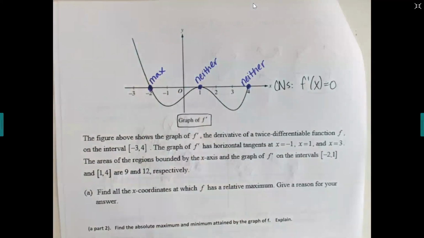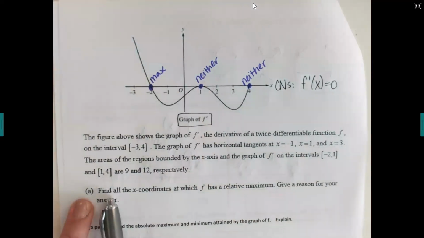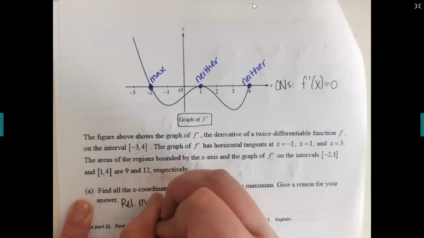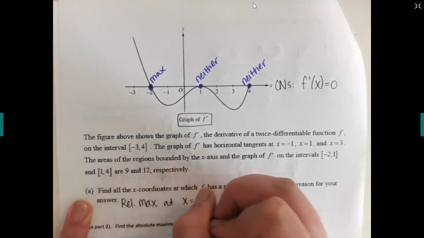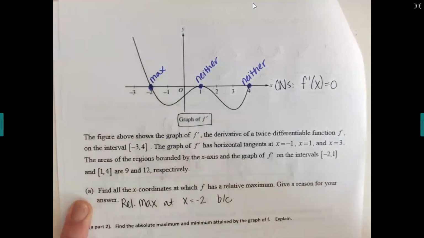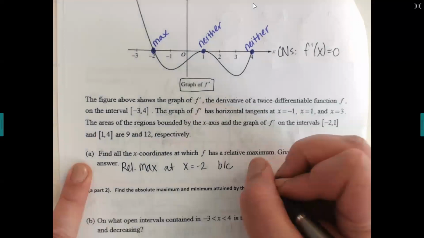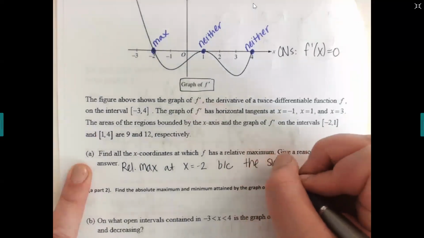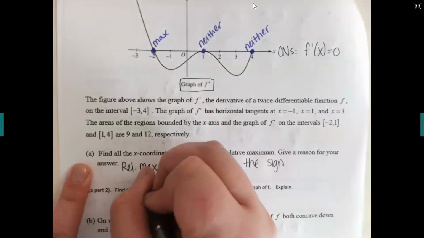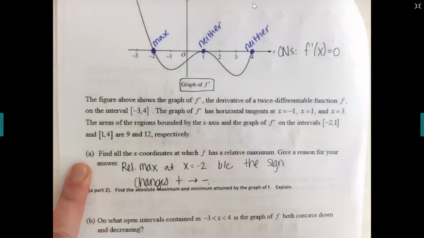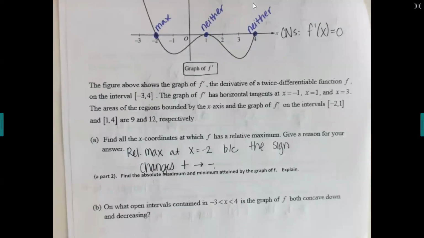Okay? So let's fill in our answers for part A. It says, find all x coordinates where F has a relative max, give a reason for your answer. So I would say we have a relative max at X equals -2 because, and then what would I say? Okay, so the sign changes from positive to negative. Okay, almost, you're not gonna get credit. What do we need to add?